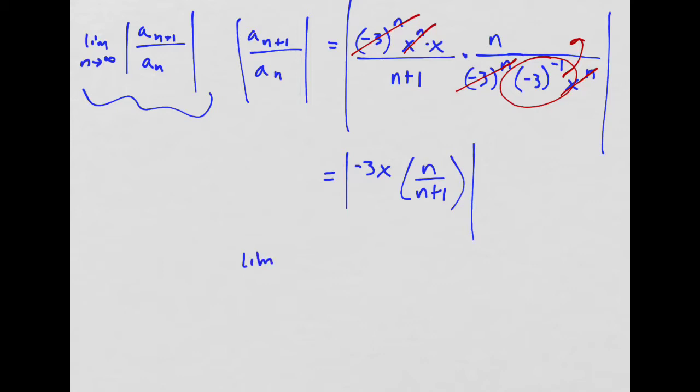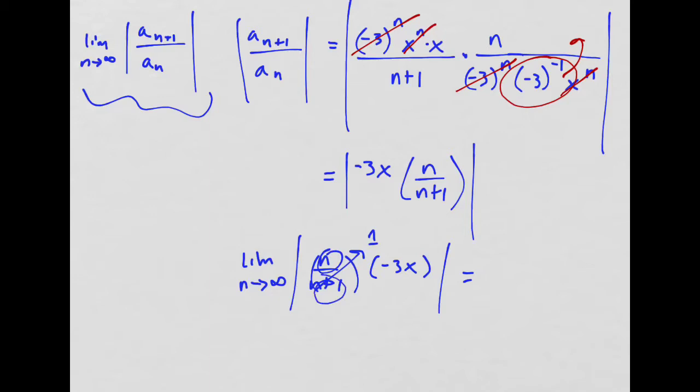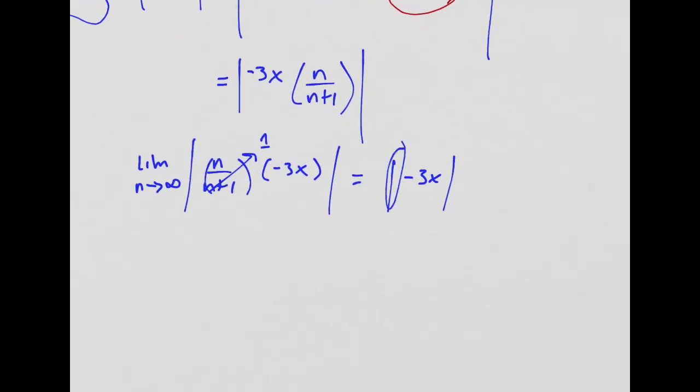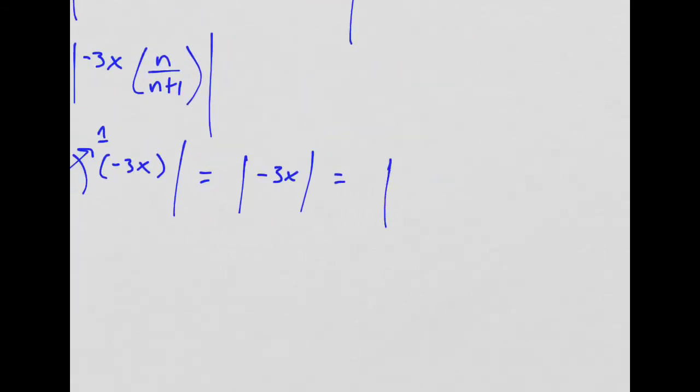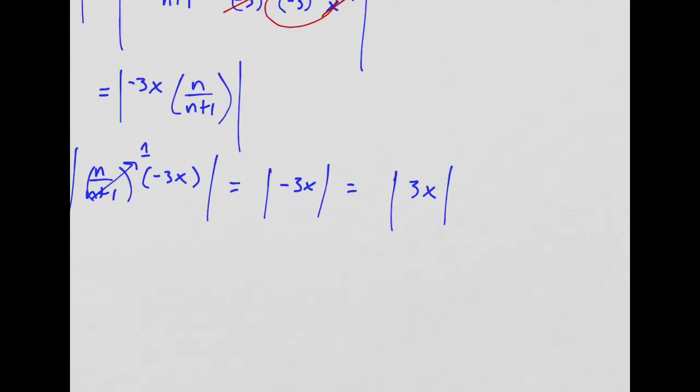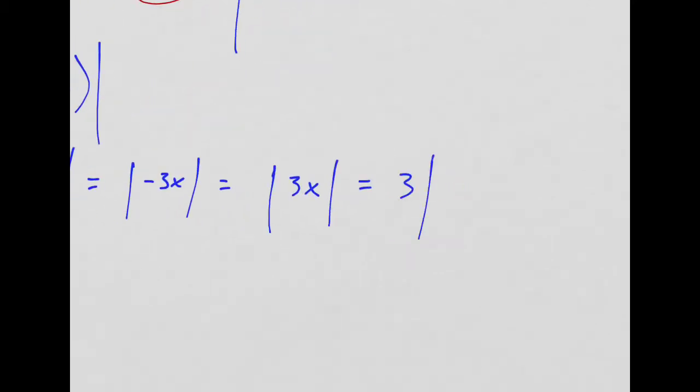So the limit as n approaches infinity of the absolute value of n over n plus 1 times negative 3x. Well, that just gives me negative 3x, because n over n plus 1 goes to 1, since they have the same power on the top and the bottom, and I'm going toward infinity. However, the absolute values get rid of that negative. So this is the same thing as the absolute value of 3x, which is the same thing as 3 times the absolute value of x.